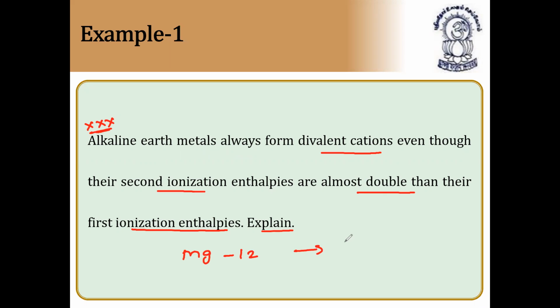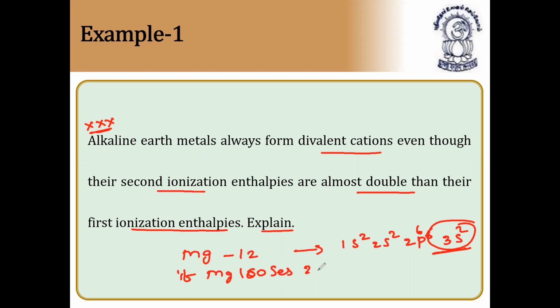You can see here, magnesium's atomic number is how much? 12. So its configuration is 1s2, 2s2, 2p6, 3s2. So the number of electrons in the valence shell is 2. If magnesium loses two electrons, it becomes stable. For attaining stability it loses 2 electrons, becoming stable like an inert gas, because 1s2 2s2 2p6 is nothing but the configuration of neon, an inert gas. So if magnesium loses 2 electrons, it becomes stable.